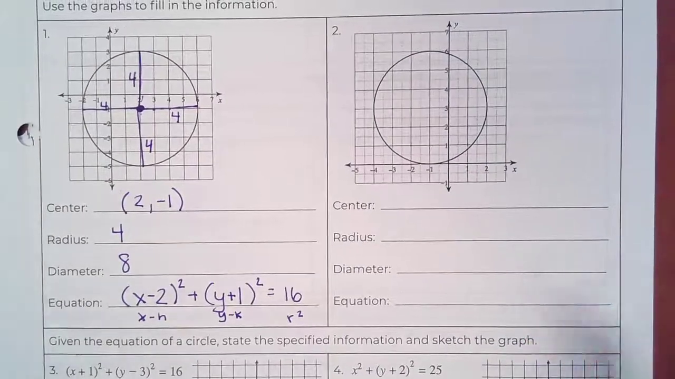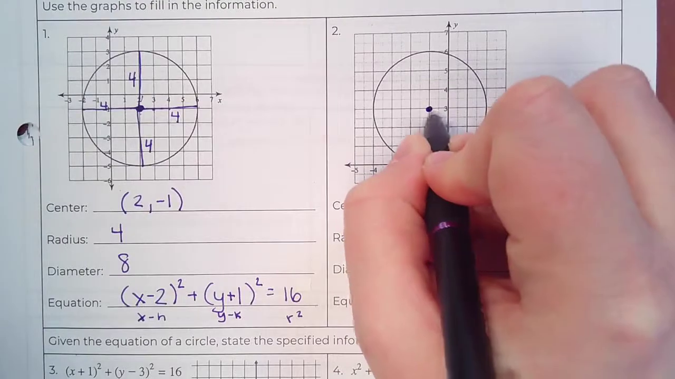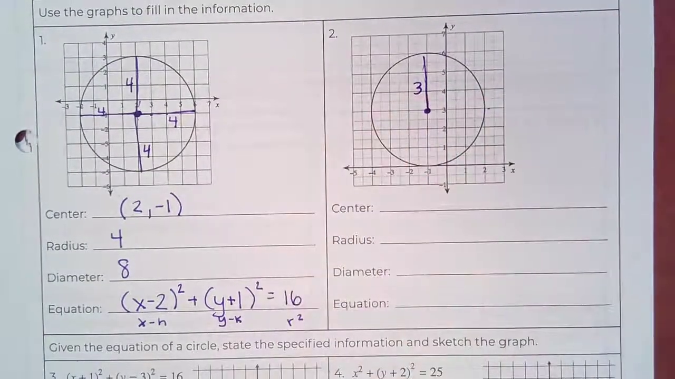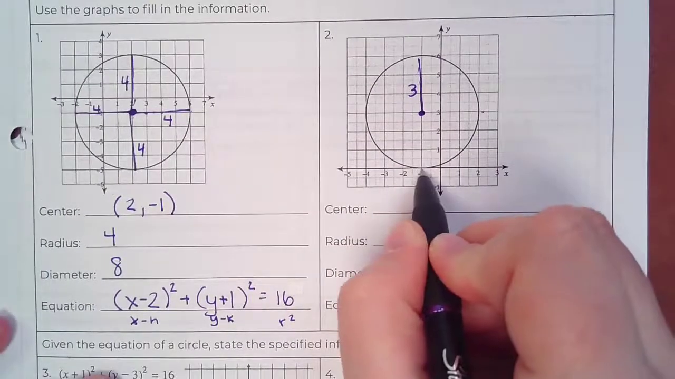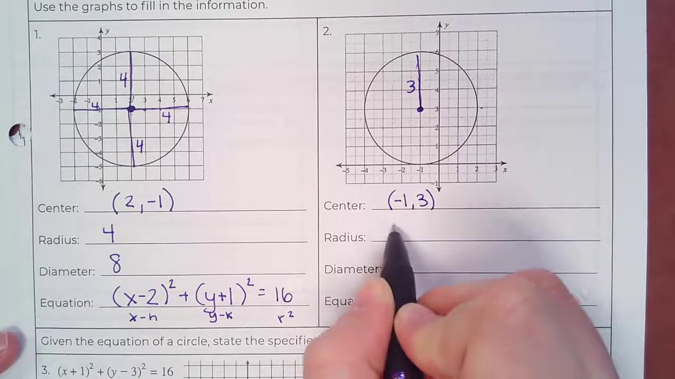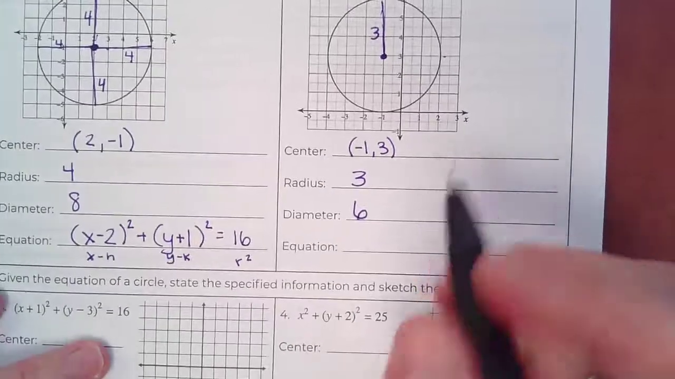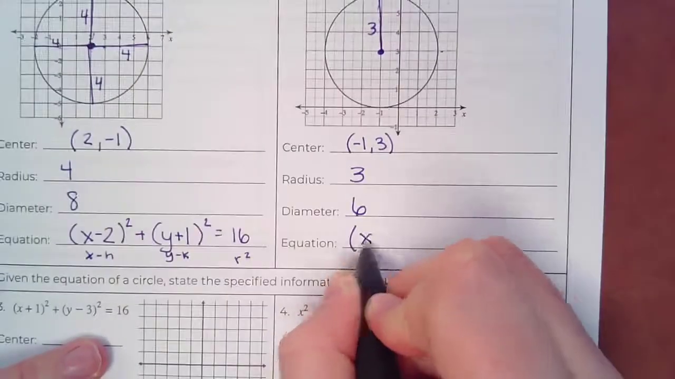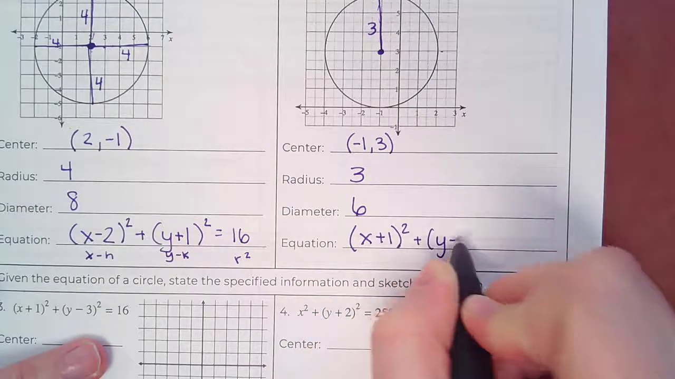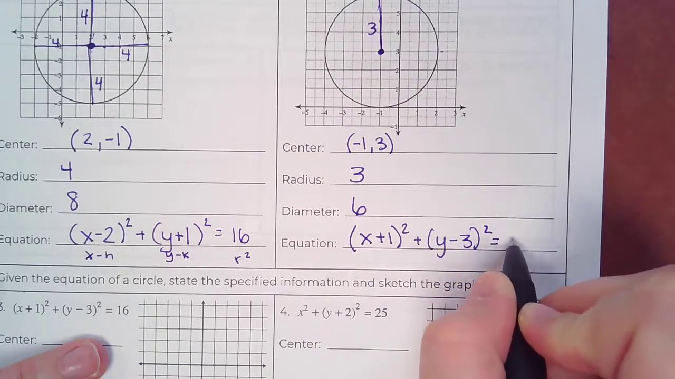If you want to try number 2 on your own, go ahead. So I'm eyeballing the center and just making sure, yep, that's 3 in either direction. So that center point is left 1, up 3. So -1, 3. Radius of 3, diameter of 6, twice of that. Equation: x minus -1, so x plus 1 squared plus y minus 3 squared equals 3 squared, which is 9.